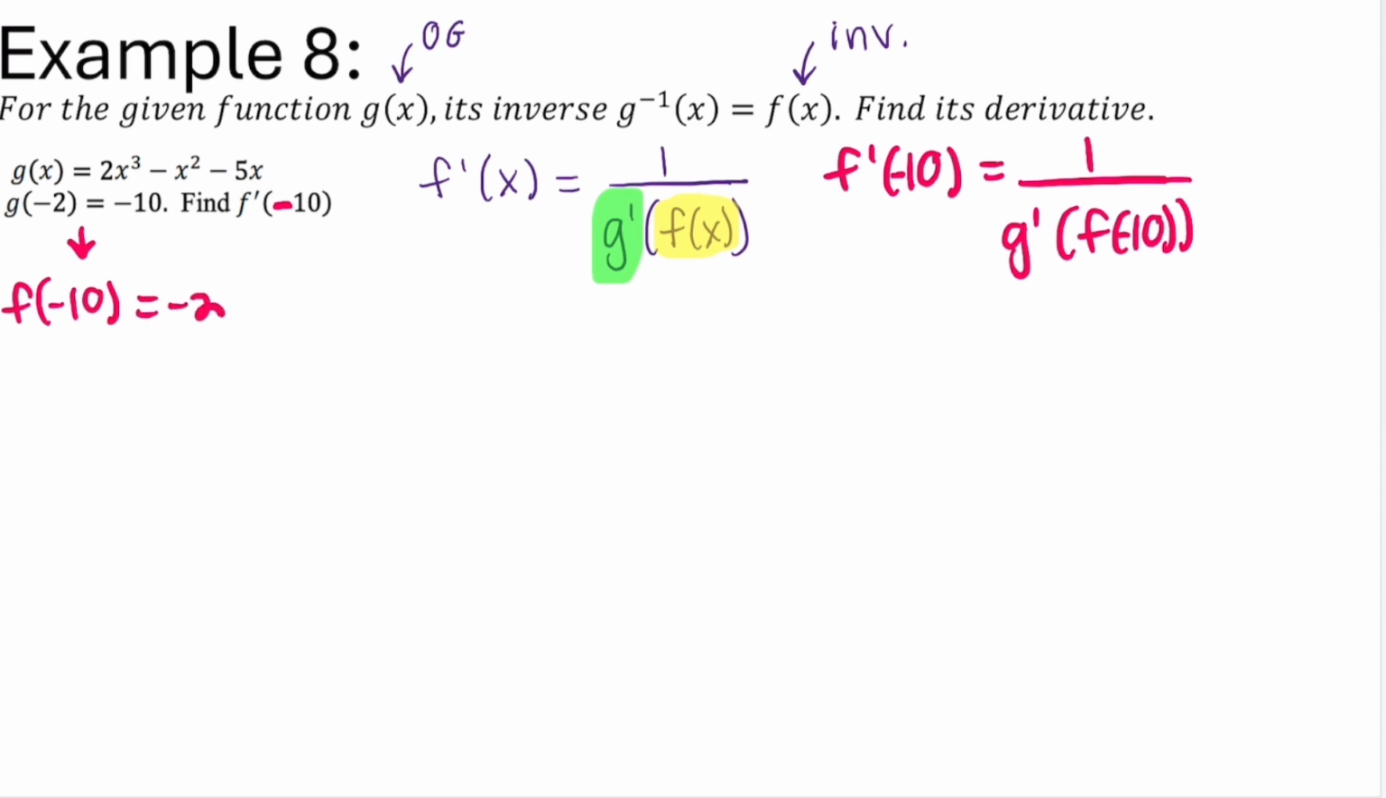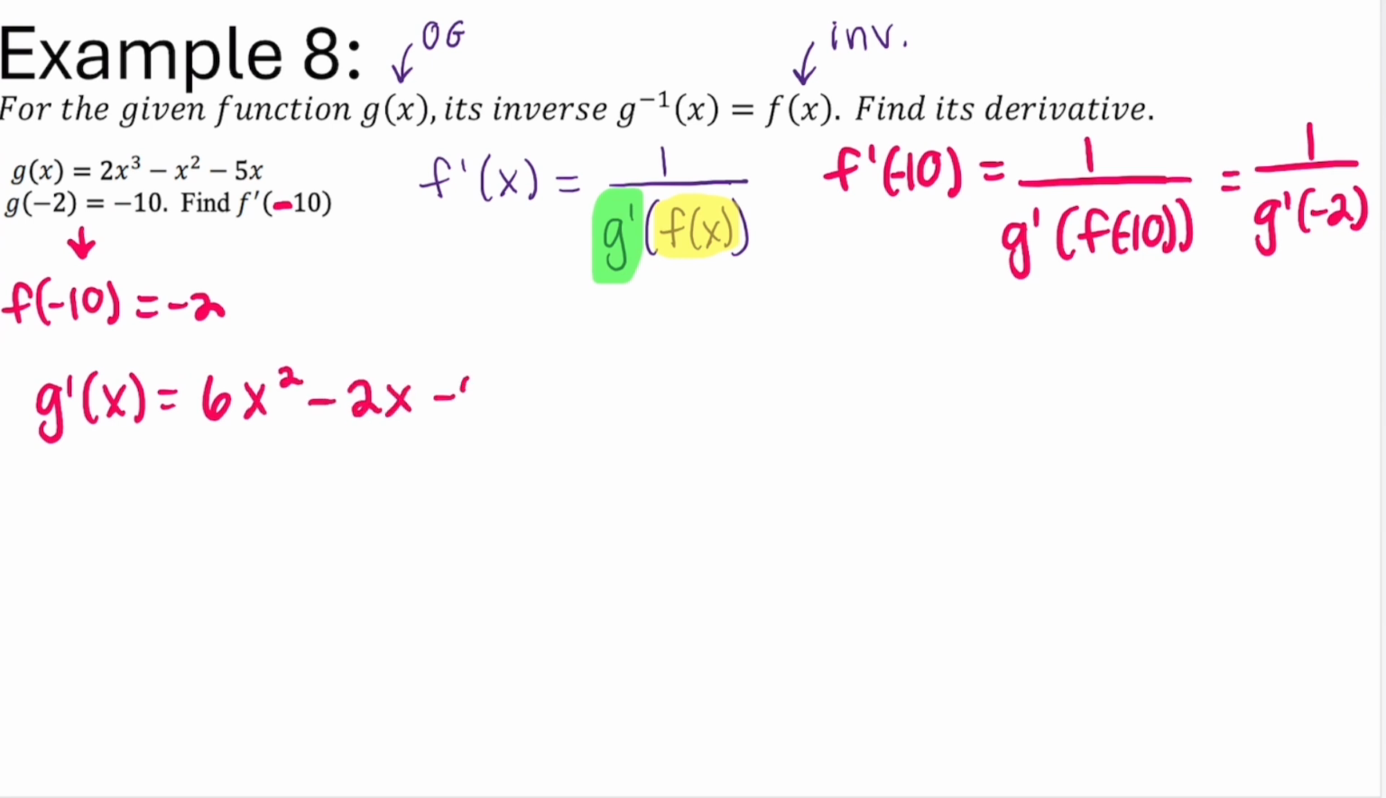I'm not going to draw a table this time, but you kind of get the idea. Inverse flips the inputs and outputs around. So f of negative 10 is going to be negative 2. So I'm going to rewrite this. It's actually going to be 1 over g prime of negative 2. I know what g is, so I can find g prime. So g prime of x is going to be 6x squared minus 2x minus 5.